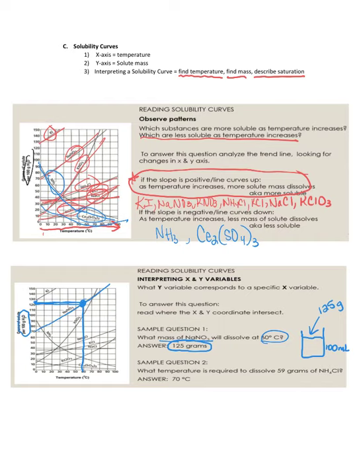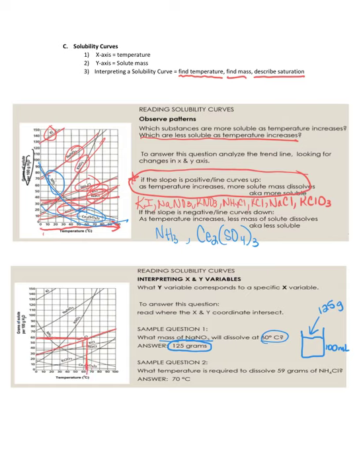Sample question 2, what temperature is required to dissolve 59 grams of ammonium chloride? So now let me erase this and use a different color maybe. We have ammonium chloride, so now that's this color. I'll use red. And we're looking at 59 grams. 59 grams is just shy of 60 grams. So we go over here, and it intersects about right there.